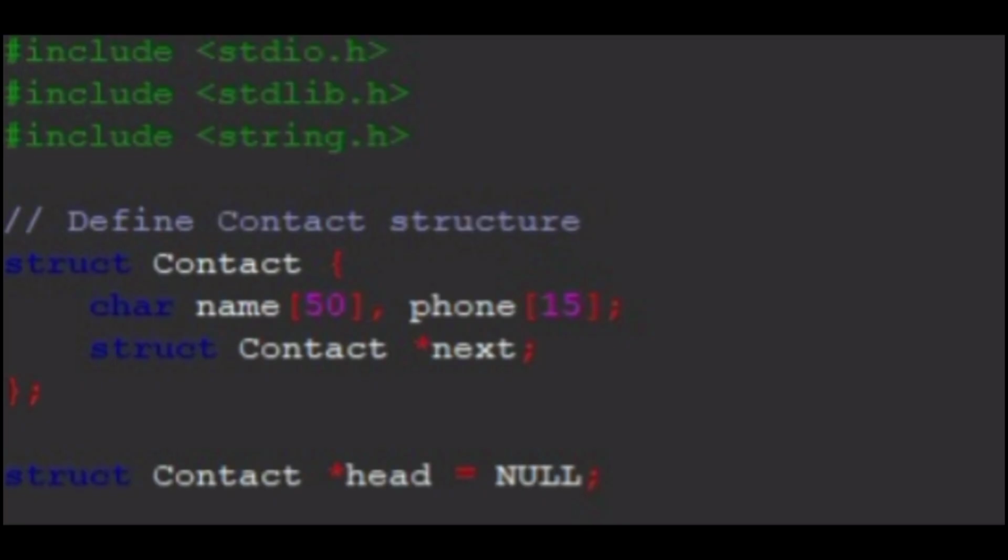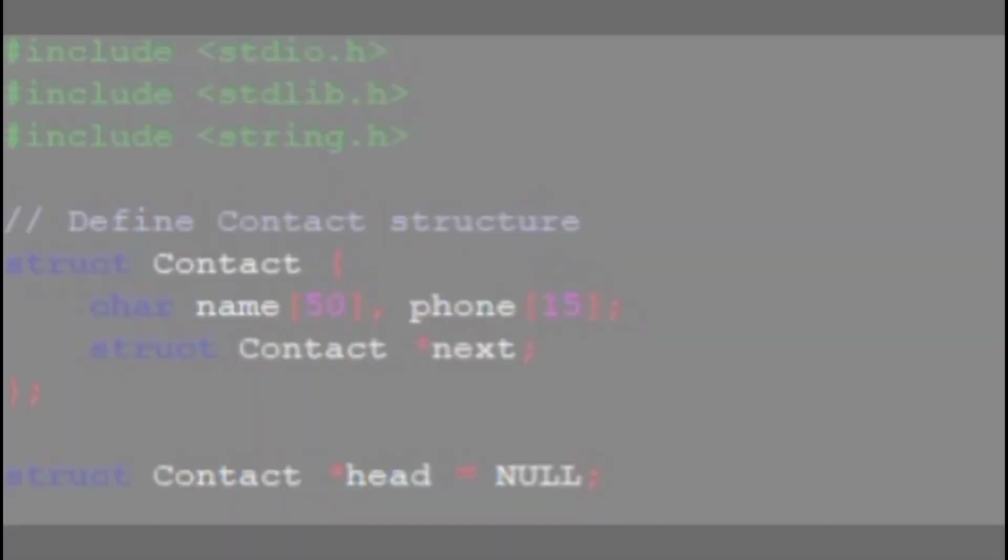Next, according to the program, we are defining the contact structure. So we are using struct contact. Next, char name and phone. Name is a string to store the contact name. Phone is a string to store the phone number. Next, struct contact *next, which is the pointer to the next contact in the linked list. Next, we have to declare the head pointer. So we are using struct contact *head = NULL, which declares and initializes the head pointer of the linked list to null.